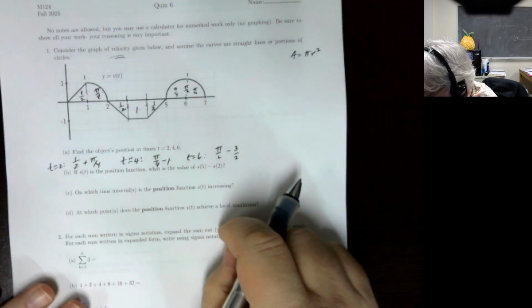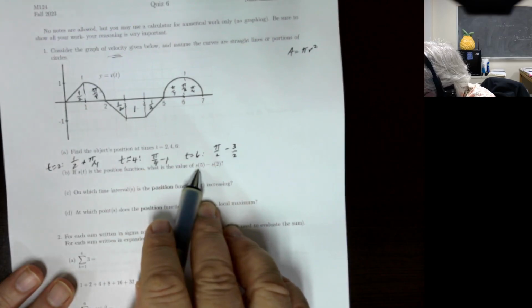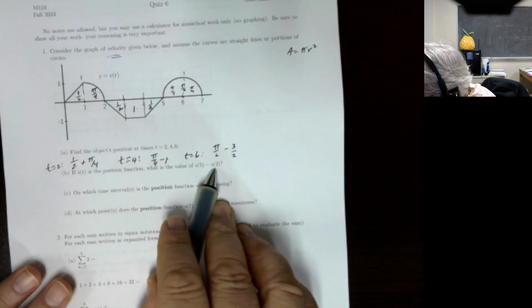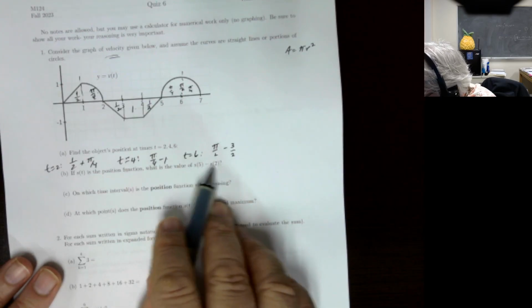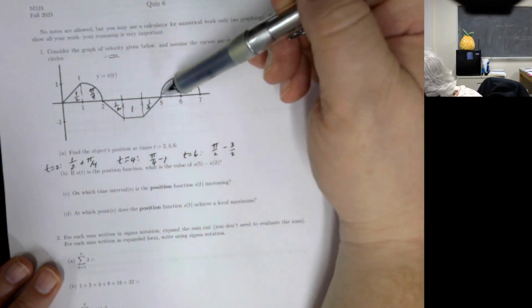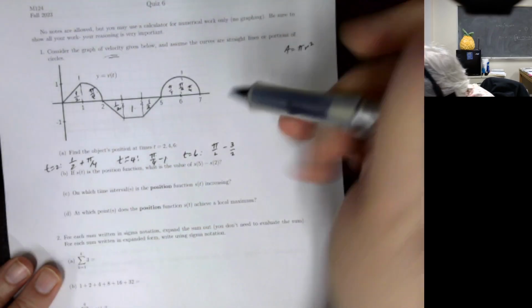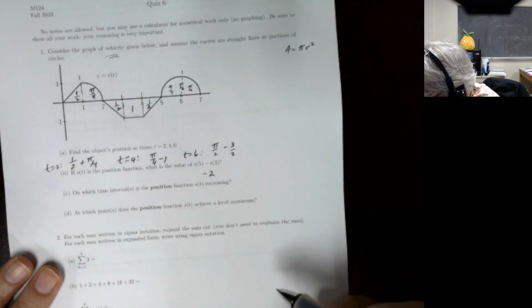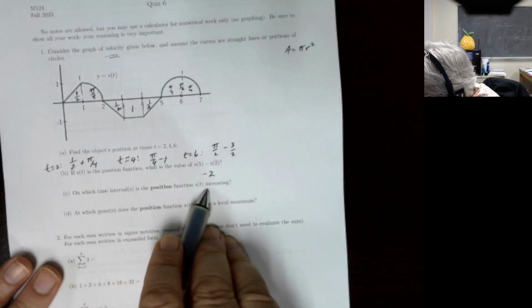Okay. So if s is the position function, what is the value of s of 5 minus s of 2? Well, remember, this is the change in displacement, right, from time 2 to time 5. So if we start at time 2 and we end at time 5, right, what should it be? Minus 2. Right, because we're starting at time 2 and ending at time 5. That's what that means.